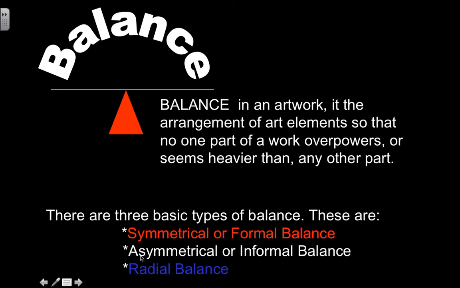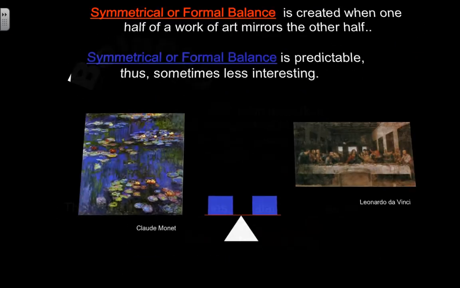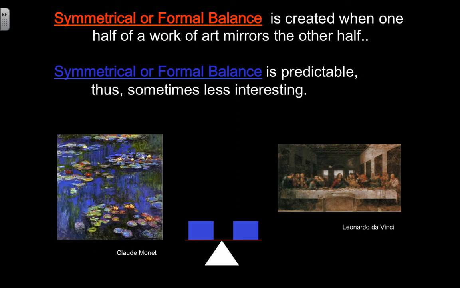Then we have asymmetrical or informal balance, which means that both sides are not equal. If we folded it in half, they would not match up. However, the way that it was designed still makes one another feel balanced. And then we have radial balance, which is balance that creates a circle or a sphere.